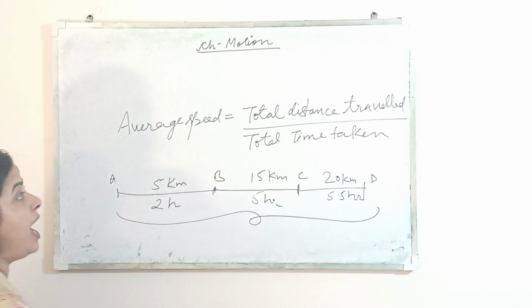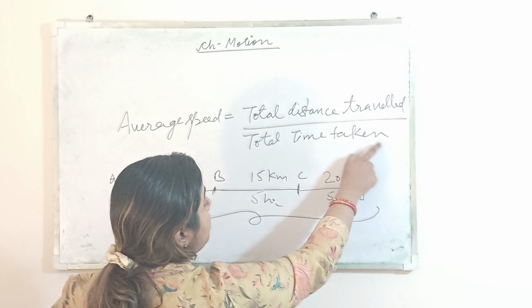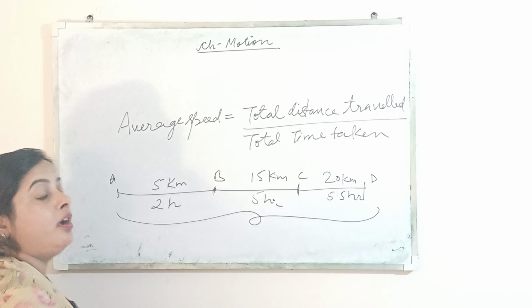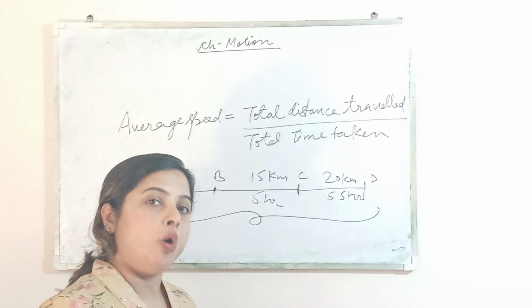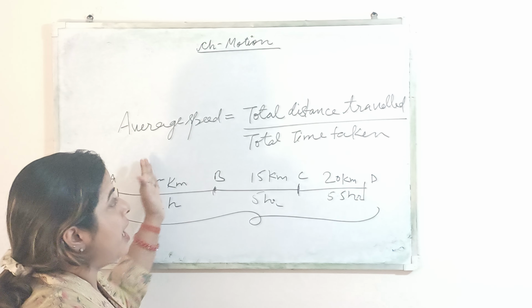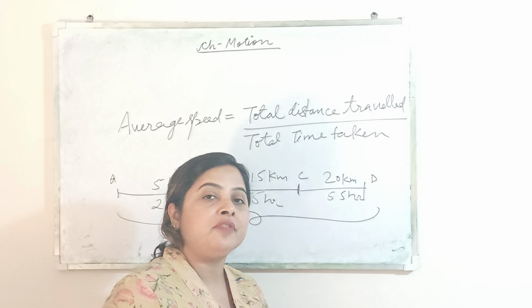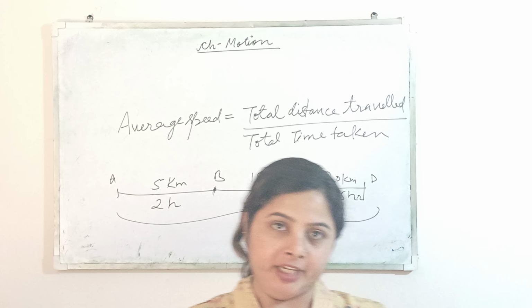In this case, you have to take the total distance traveled upon the total time taken, which will give you the average speed of the object. You have to calculate the different distances traveled by the body divided by the total time taken. That will give you the average speed of the body.